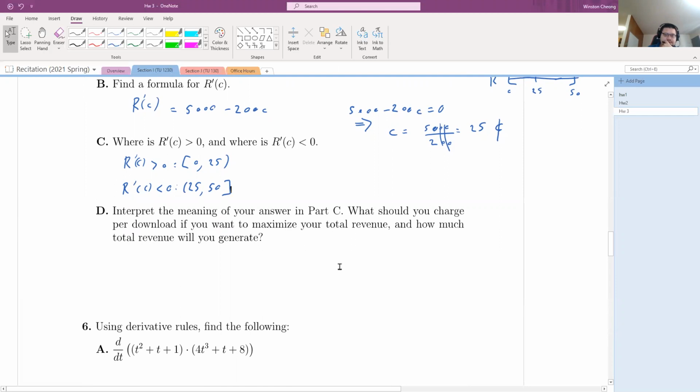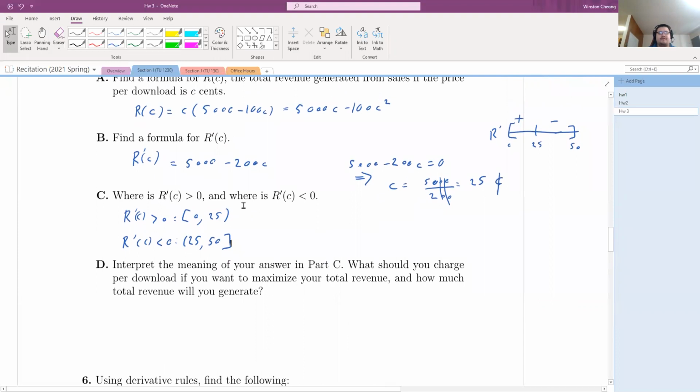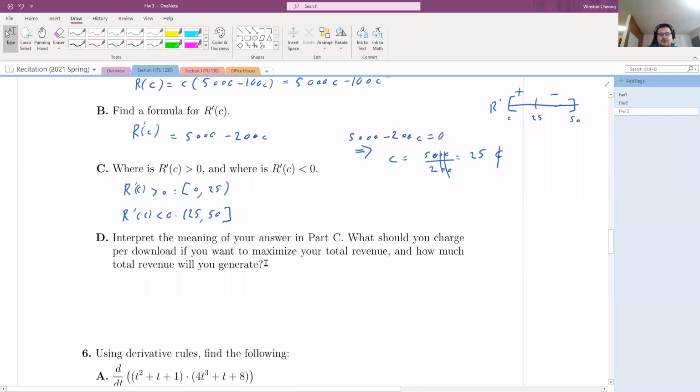Now for part D, interpret the meaning. What should you charge if you want to maximize your total revenue? I think interpreting is just basically what the question is asking afterwards. So hopefully what you can see from this is, up to a certain point, the change in revenue is increasing, and then at 25, it levels off. And then if you start charging more than 25 cents, your revenue is expected to decrease. That's what this is saying, right?